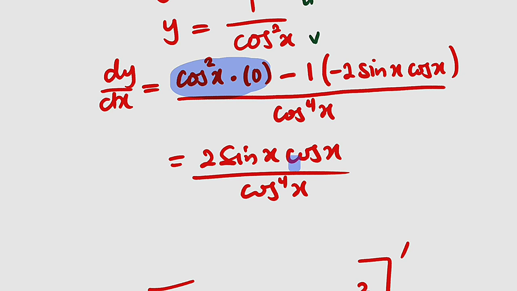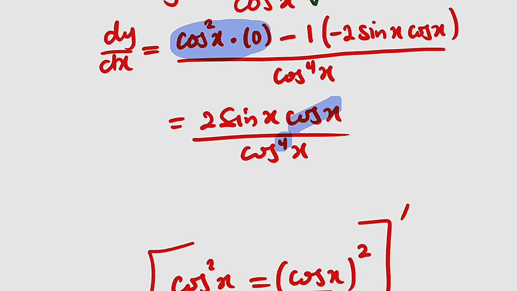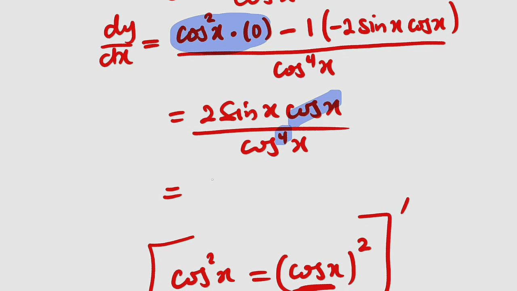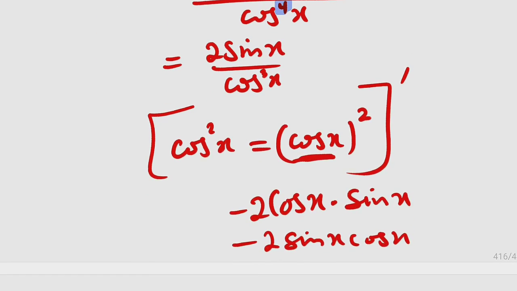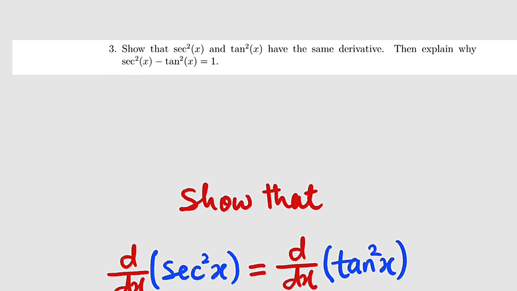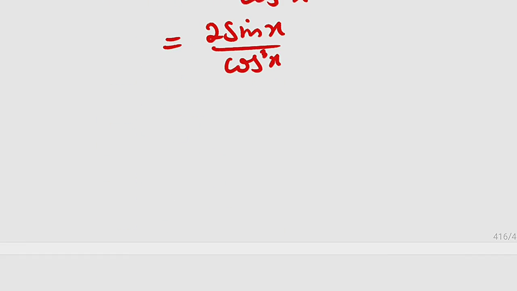And since we have a cosine here, it can cancel one of the cosines here to leave cosine to the 3rd of x. So finally we have 2 sine x divided by cosine to the 3rd of x. If you like, you can further break it down, but I will stop here. Then what about the other one to the right hand side, which is tangent squared x?